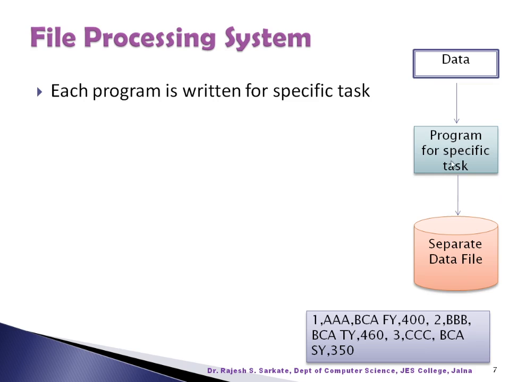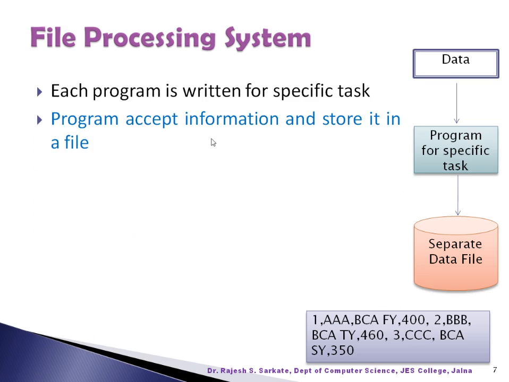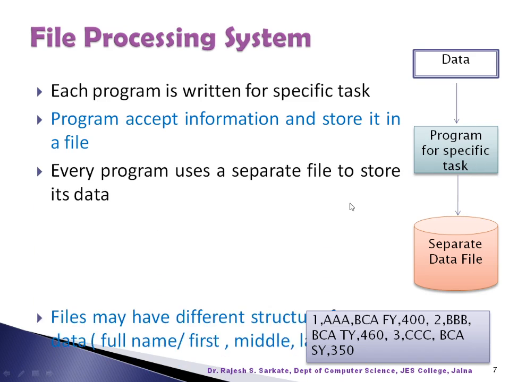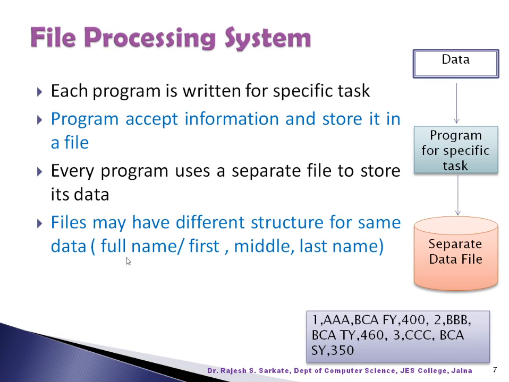If you want some different task, then you need to modify this program, and only then can you get that particular output. So every program was written for a specific task. That program worked fine for that task, but if the user wants a slightly different task, the program must be modified. The program accepts information and stores it in a file. This is a file processing system. Every program uses a separate file to store its data. Files may have different structures for the same data. This is one of the issues.